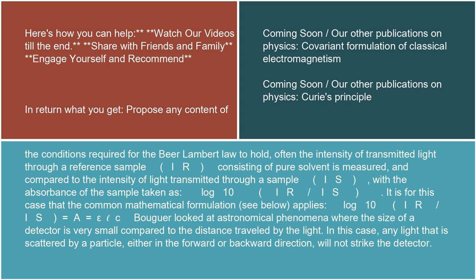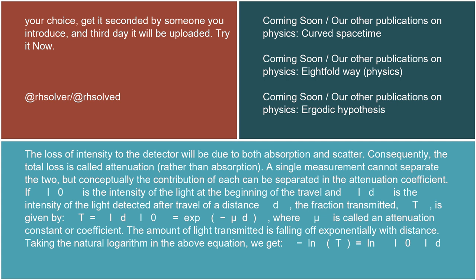Bouguer looked at astronomical phenomena where the size of a detector is very small compared to the distance traveled by the light. In this case, any light that is scattered by a particle, either in the forward or backward direction, will not strike the detector. The loss of intensity to the detector will be due to both absorption and scatter. Consequently, the total loss is called attenuation rather than absorption. A single measurement cannot separate the two, but conceptually the contribution of each can be separated in the attenuation coefficient.